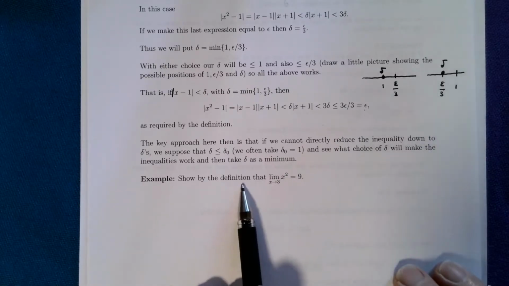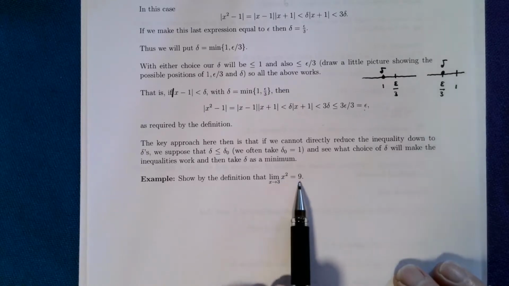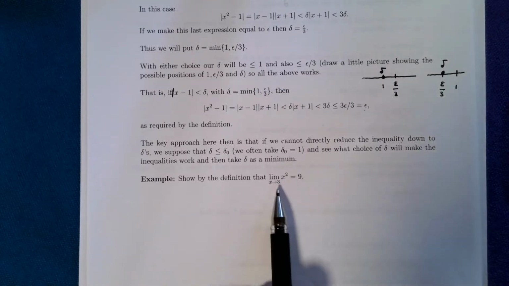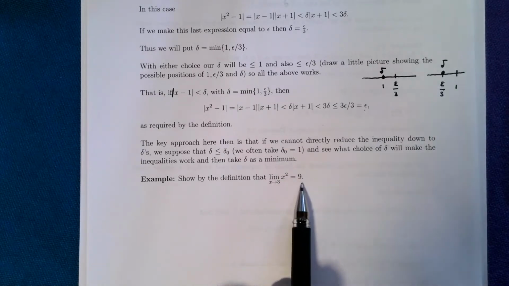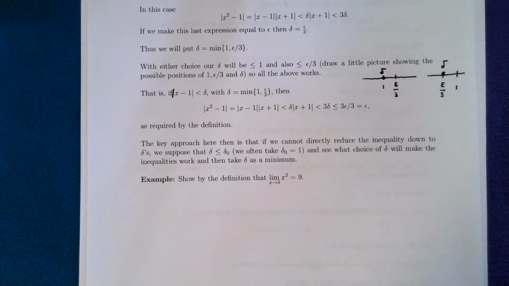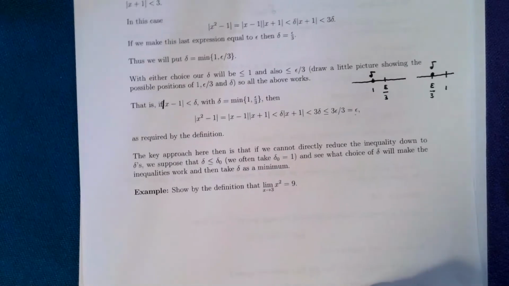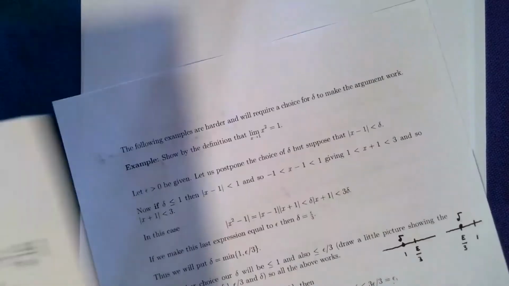So we're going to show from the definition that the limit of x squared as x goes to 3 is 9, which again is fairly obvious because 3 squared is 9, so the limit as x goes to 3 of x squared you would expect to be 9. We're going to prove this using the definition. Now, as I mentioned, these are probably the hardest bit we're going to look at. These are quite difficult, and you should be able to do at least questions like this one.